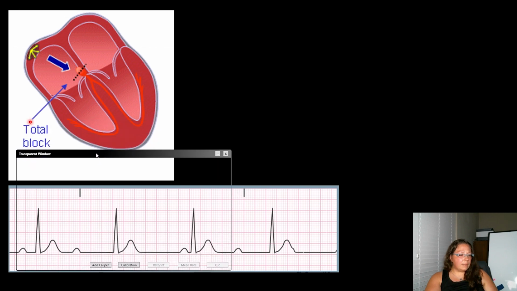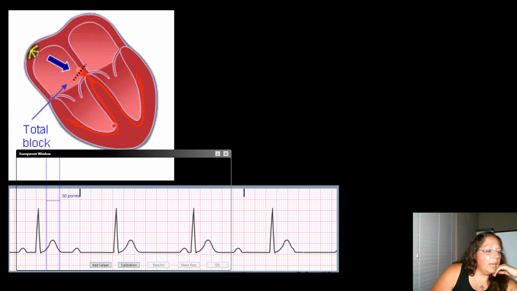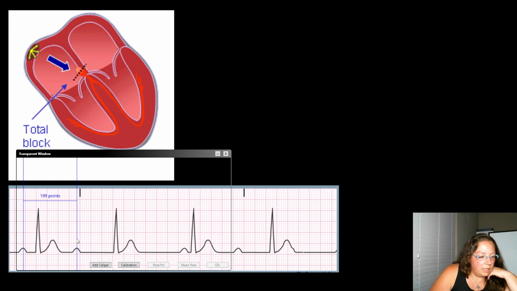Pull them out. All right. We're going to add 2 calipers here. I'm going to go to the center of this P wave. I'm not going to worry about calibrating these because I want you just to see them marched out. In the center of that P wave. Let's march it out.